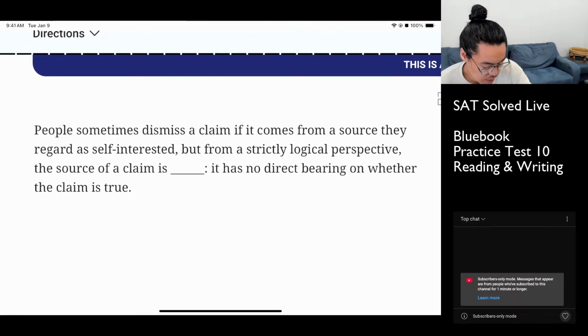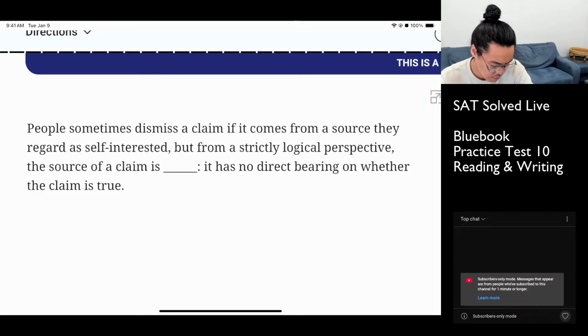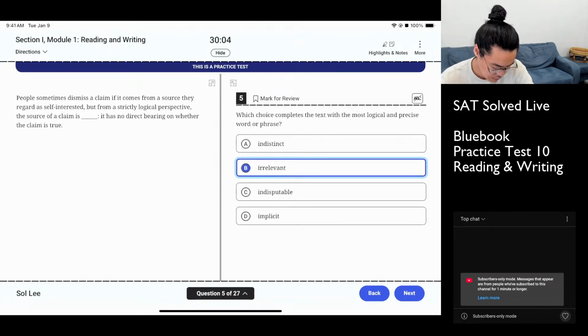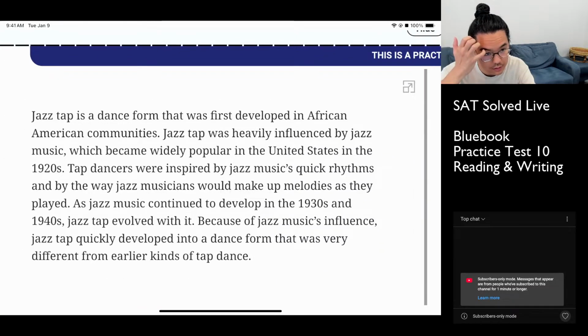People sometimes dismiss a claim if it comes from a source they regard as self-interested. Okay, yeah. But from a strictly logical standpoint, the source of the claim is irrelevant, immaterial. All right, I predicted that one exactly.